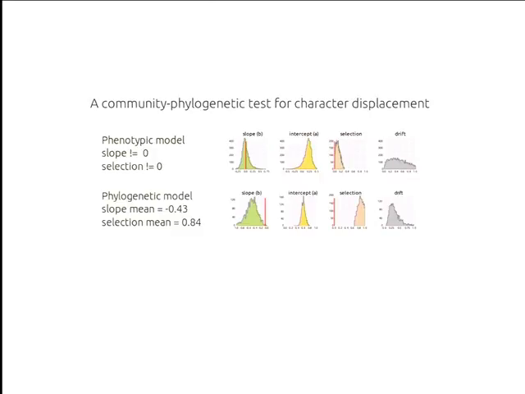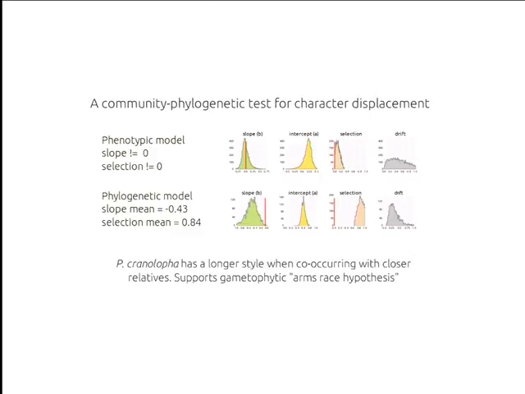There's a strong selection coefficient and a negative slope to the fit, suggesting that when Pedicularis granulosa co-occurs with closer relatives, so a smaller phylogenetic distance, they tend to have a longer style. And this supports this sort of gametophytic arms race hypothesis, where potentially having a longer style length, a longer corolla tube, helps you avoid receiving gene flow from a close relative that might have a very detrimental effect in producing, say, unfit hybrids, or at least fertilizing your ovules. So what this means is we're detecting evidence that there are interspecific interactions going on between these species that are driving intraspecific variation within the species that we see with respect to their style lengths.